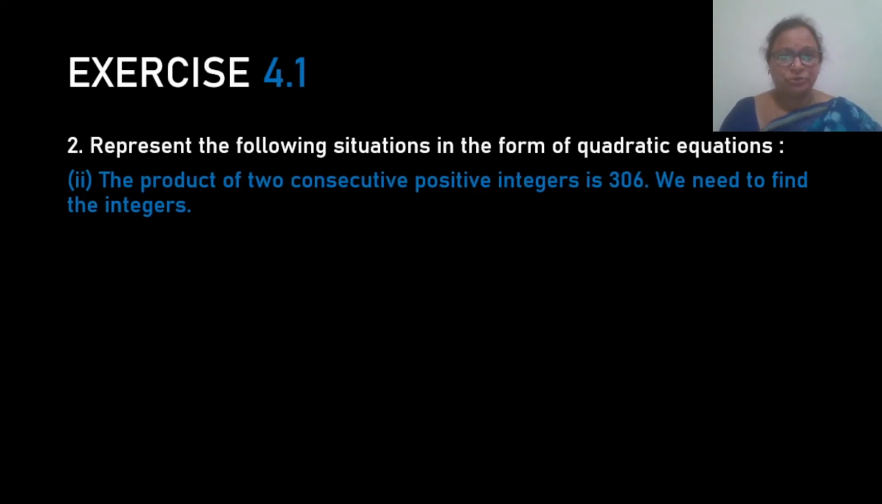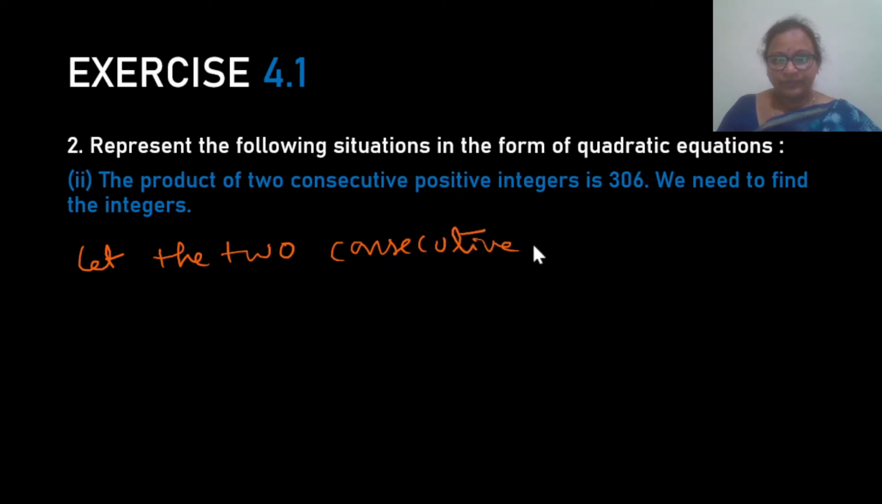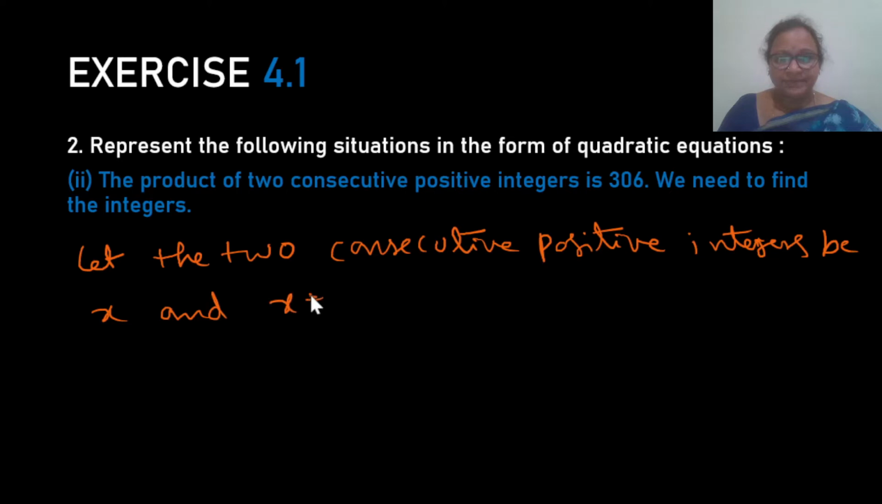Bit 2, question number 2. The product of two consecutive positive integers is 306. We need to find the integers. Let the two consecutive positive integers be x and x plus 1.